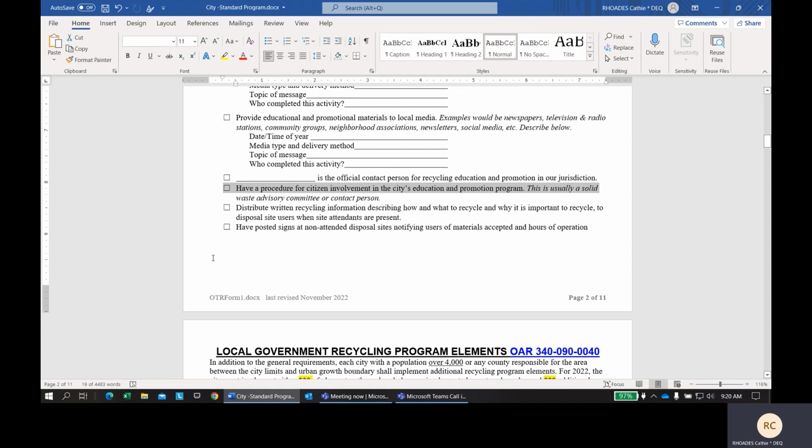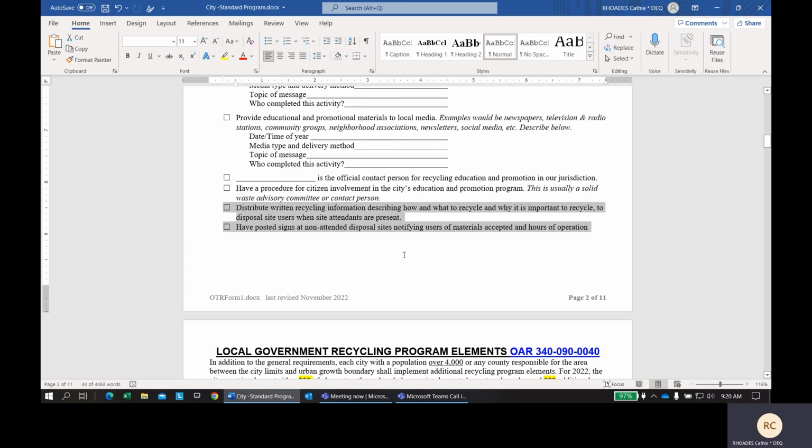Next, you also need to have a procedure for citizen involvement in the city's education and promotion program. This could be something as formal as a solid waste advisory committee, or it could be less formal, just like a contact person that a citizen could reach out to if they have a concern or questions about the educational material in your area. The next 2 boxes are about recycling depots.